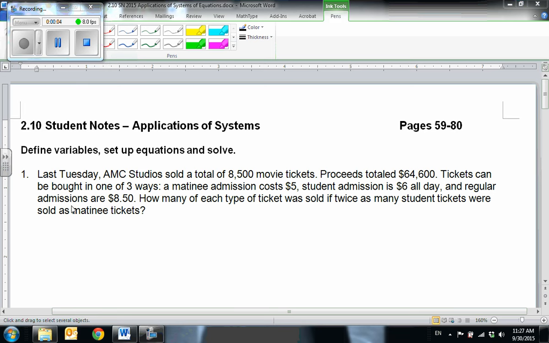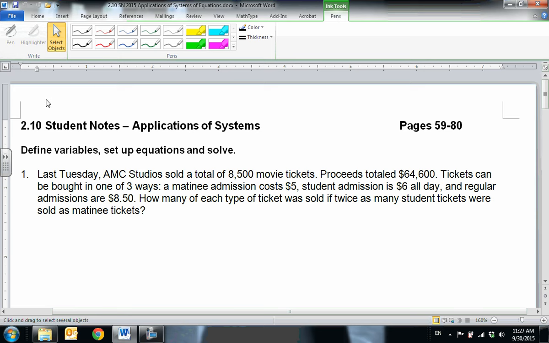So today and tomorrow and Friday, so 210 and both days of 211, are all just going to be more application problems of systems, okay? What I don't care about is how you solve the system. All of these application problems would be calculator parts, okay?